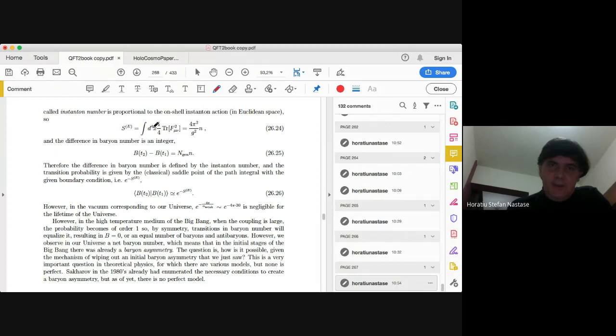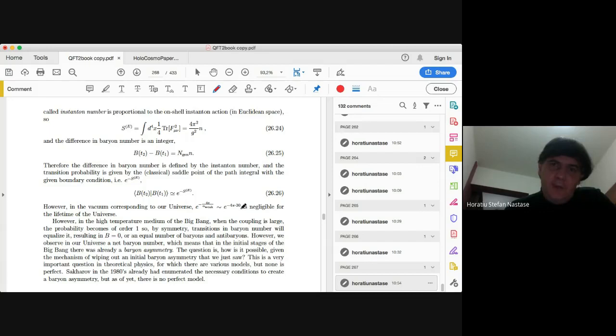Considering this fact, we have that S_E is 4 pi squared over g squared times n. So here I have e to the minus 4 pi over g squared times n, but then g squared over 4 pi is alpha weak, and alpha weak in our vacuum is about 1/30. So if I put n equal to 1, which is the minimum value of S, which is the maximum value of e to the minus S, I have e to the minus 4 pi times 30.